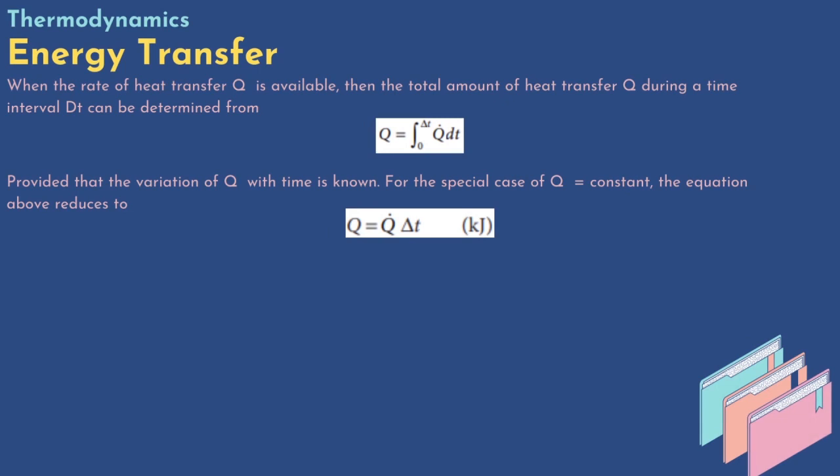When the rate of heat transfer is available, then the total amount of heat transfer Q during a time interval can be determined from Q equal to the integral of the rate of heat transfer with respect to time, provided that the variation of the rate of heat transfer with time is known. For the special case of a constant rate of heat transfer, the equation above reduces to Q equal to the rate of heat transfer times the change in time.